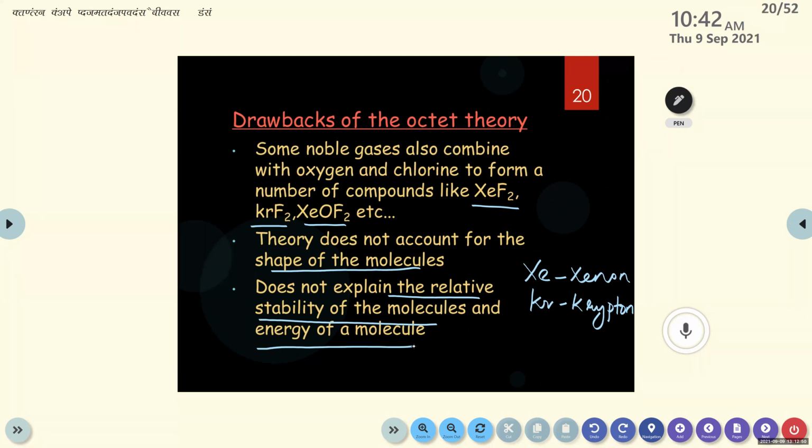Drawbacks of the octet theory. Some noble gases also combine with oxygen and chlorine to form a number of compounds like XeF2, KrF2, XeOF2, etc. The theory does not account for the shape of the molecules, does not explain the relative stability of the molecules and energy of the molecule.